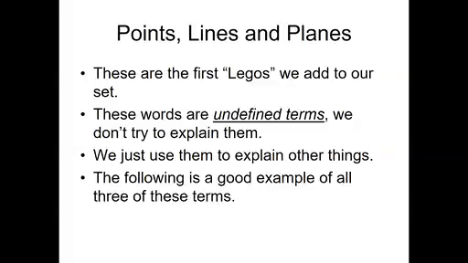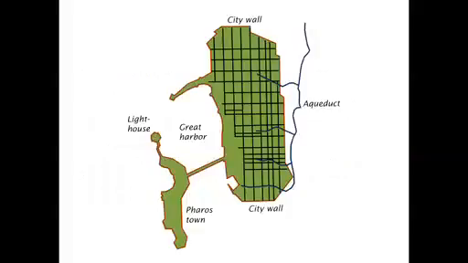Our author uses a map to demonstrate all three of these terms. So here's a map of a city. And you can probably notice some examples of points, lines, and planes. The end of this would be a point. Actually, every point along here is a point. That's actually what a segment is. A segment is made up of an unlimited number of points.